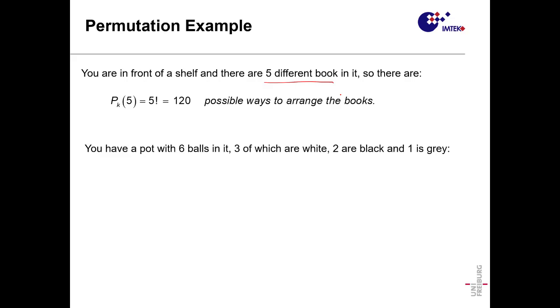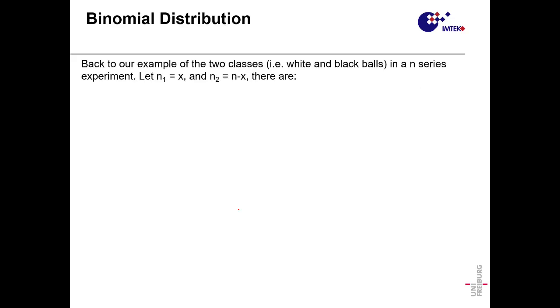Okay? Now, if you have 6 balls in a pot again, and 3 are white and 2 are black, say, and 1 is gray, then you cannot differentiate between the whites, the blacks, and maybe you can differentiate the 1 gray, right? So you have to correct, and that's why you divide the factorial by the factorials of the counts multiplied. But I don't want to get you away from the binomial distribution.